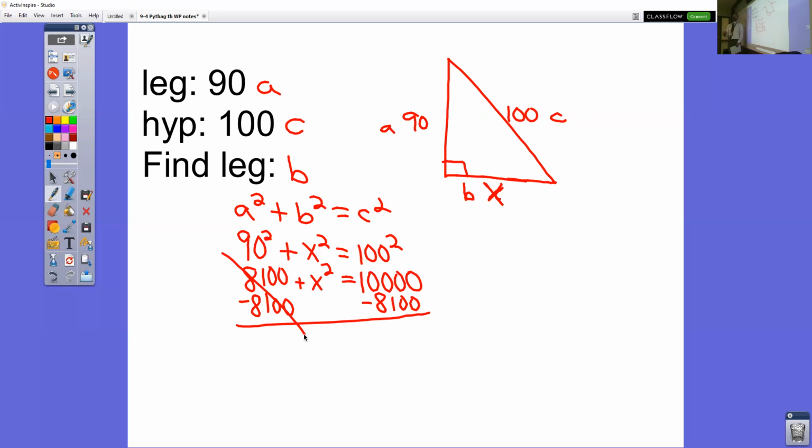If you don't know which number to subtract by, in these questions you're always going to be doing the bigger number minus the smaller number. You can't do the smaller minus the bigger because then you're going to get a negative. We don't have any negatives in any of these problems. You can't because we're looking for how long something is. Something can't have a negative length. So it's always the bigger number minus the smaller number. 10,000 minus 8,100 is 1,900.